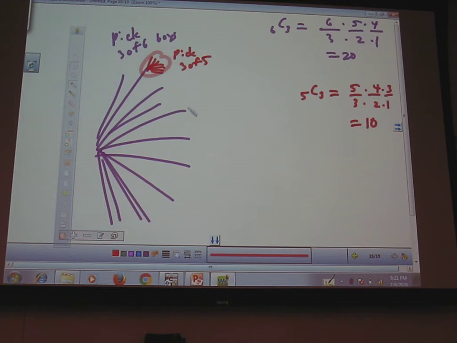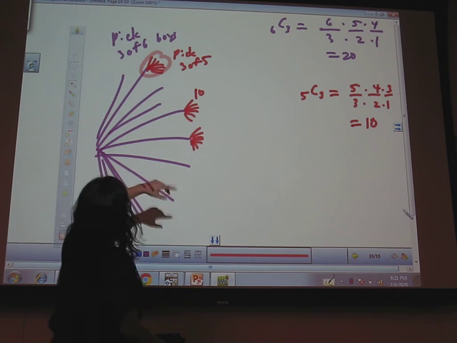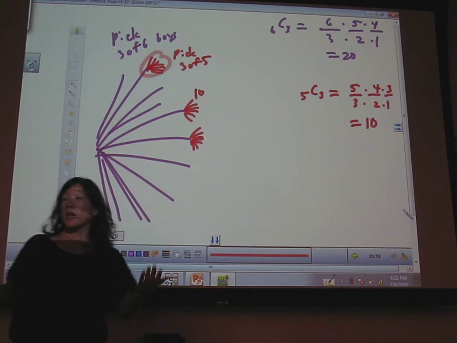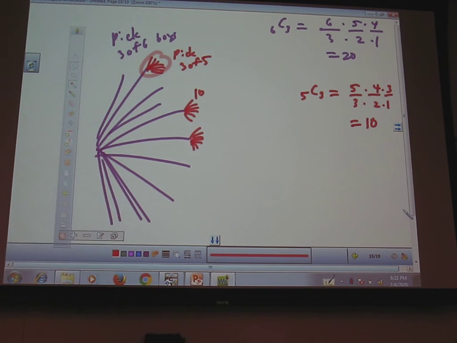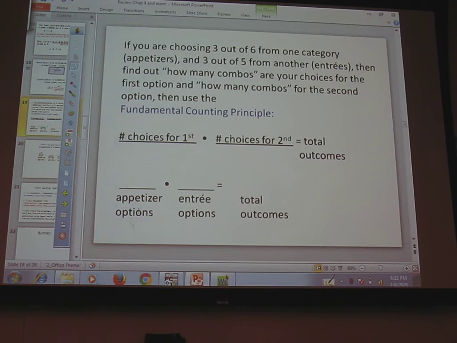So I'm going to have 10 off of here. I'm going to have 10 off of here. Right, so there's 10 here. How many groups of 10 am I going to have? 20 of them. So 200 possibilities. Is that everyone kind of following? Yeah. Okay, good. So that's just kind of the extra step we kind of look at.